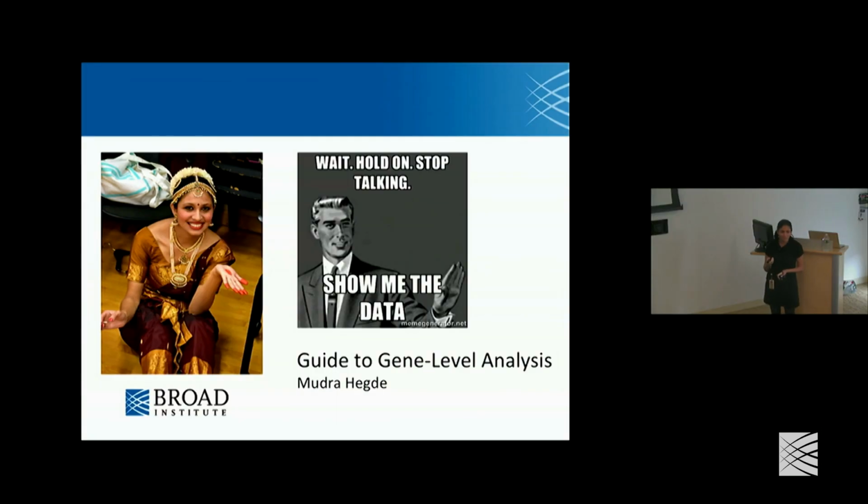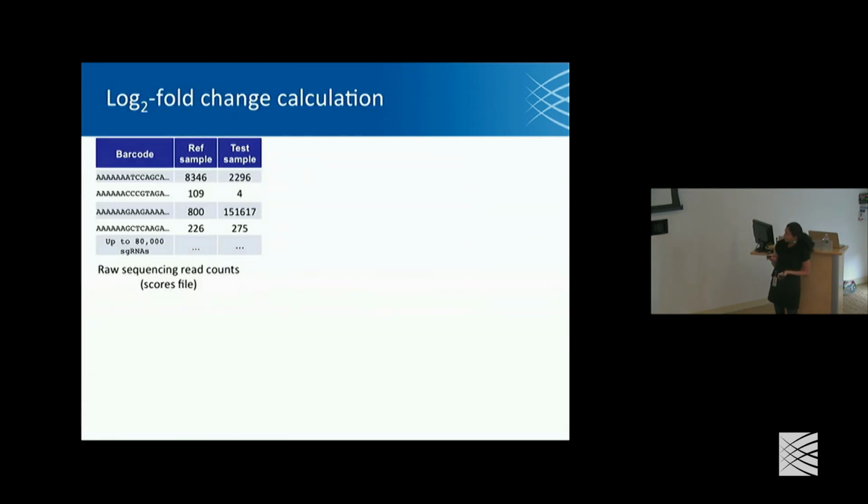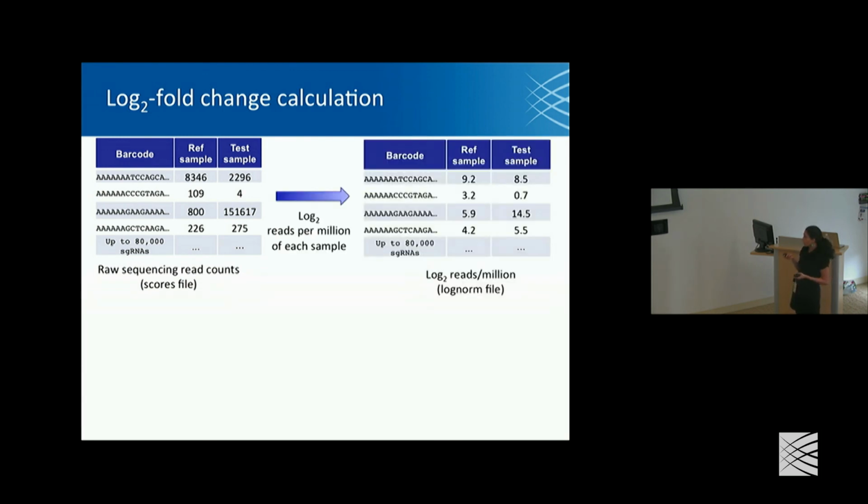So hi, I'm Mudra, and I will be talking about how you can go from your guides to gene level. So as Scott explained, you get back your sequencing, and you have a file with raw sequencing read counts for each of the guide RNA in your library for your reference sample and your test sample. And your reference sample can be anything such as pDNA, early time point, DMSO, your untreated drug arm, and so on.